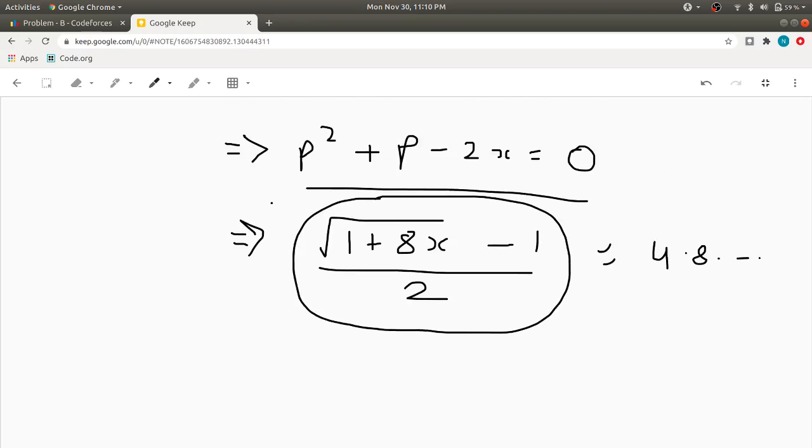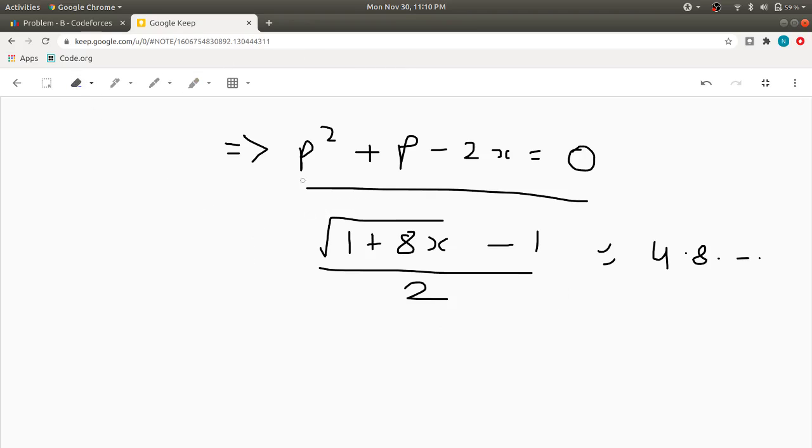So what is our final answer? Our final answer will be, I'll just take it in brackets and write ceil here. Ceil is a function in C++. So the ceil of this value will be the answer in order 1.